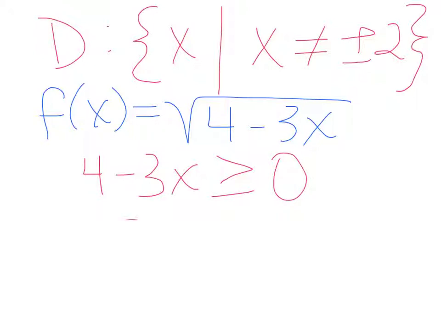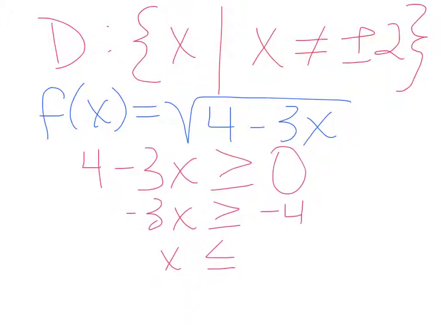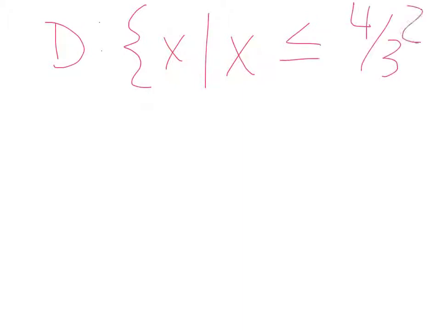And when does that happen? Negative 3x must be greater than or equal to negative 4, divided by negative 3. X must be less than or equal to 4/3. Therefore, the domain for that would be x, such that x must be less than or equal to 4/3. Again, this implies that it is all reals, except it has to be less than or equal to 4/3.